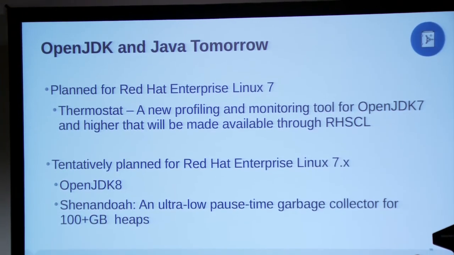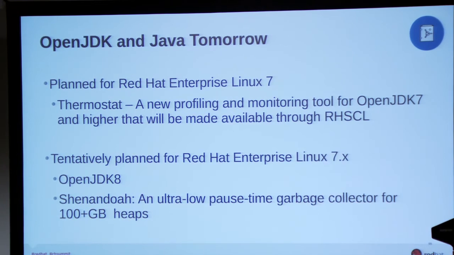Now, complementing the JDKs, coming down the line in RHEL 7, we have a new tool called Thermostat. It's a powerful new profiling and monitoring tool for OpenJDK 7 and higher. And that's going to be made available through Red Hat Software Collections, which Andre talked us through earlier on. Further down the line, we're looking at OpenJDK 8, and also the ultra-low pause time Shenandoah garbage collector, which is really suitable for very large heaps of 100 gigabytes or higher.